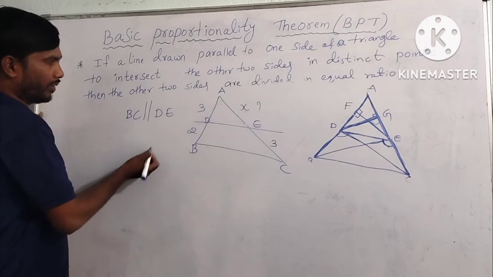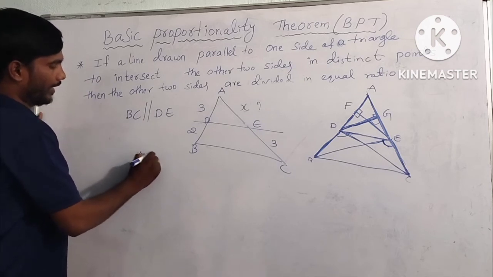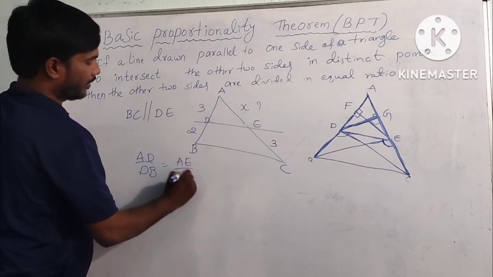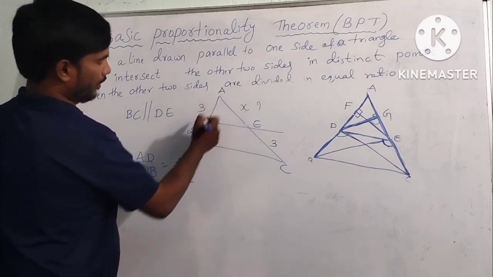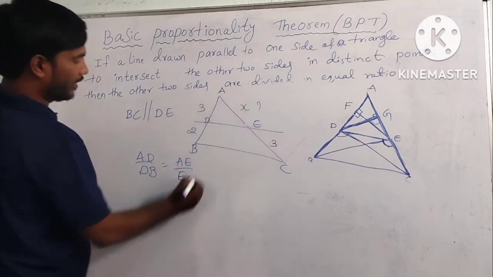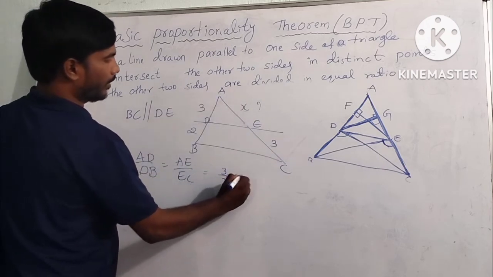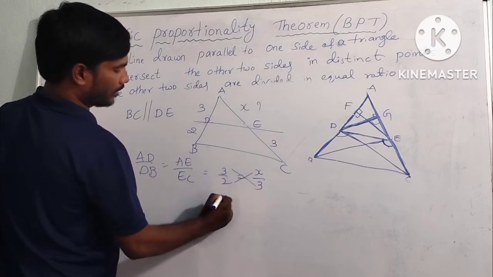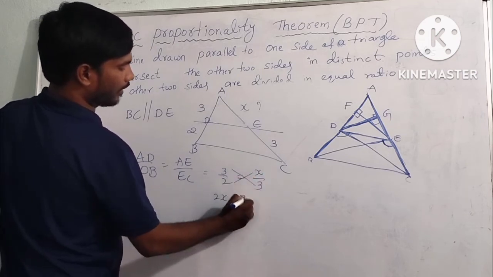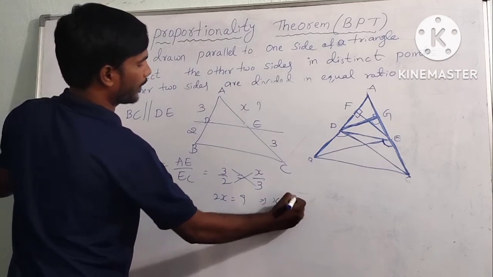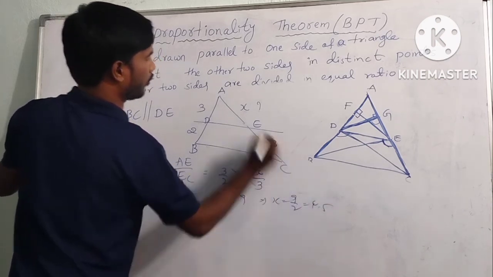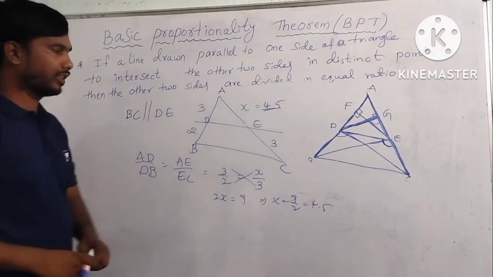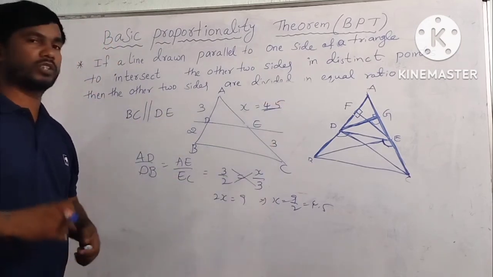According to BPT we know that AD by DB is equal to AE by EC. Simple. 3 by 2 is equal to x by 3. So now 2x is equal to 3 times 3, which is 9. x is equal to 9 by 2, that is 4.5. So here x is equal to how much? 4.5. So this is the model problem on the basic proportionality theorem.